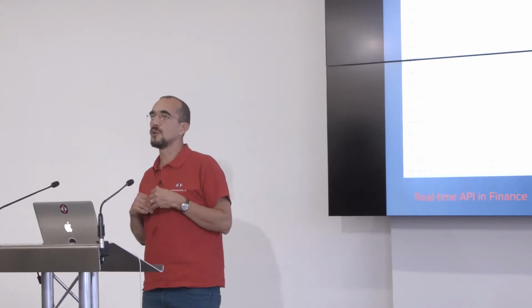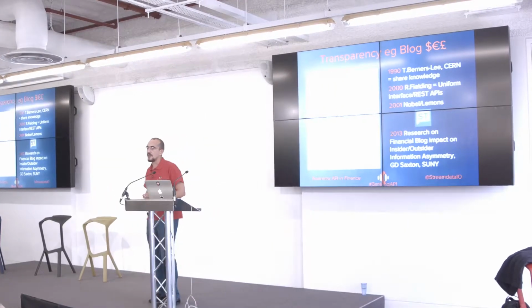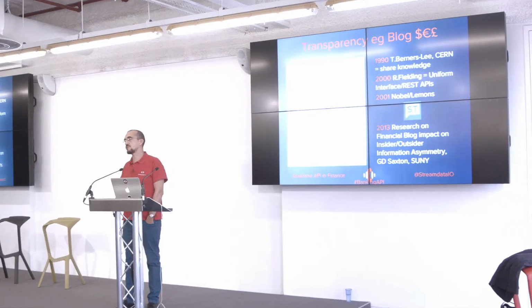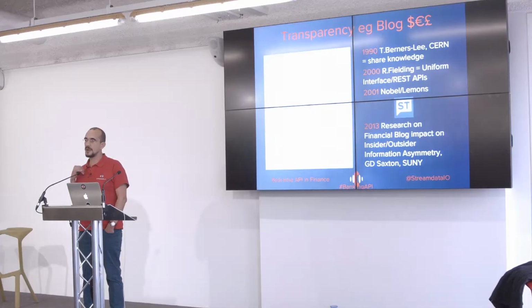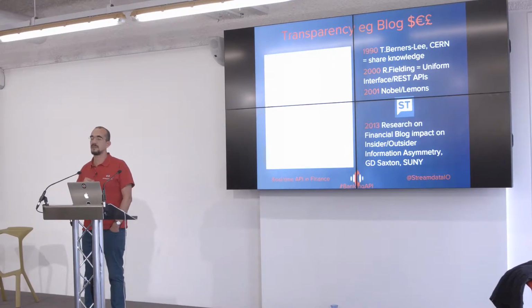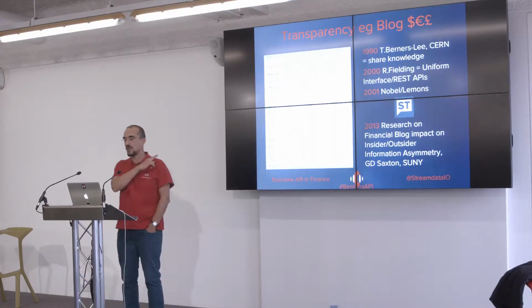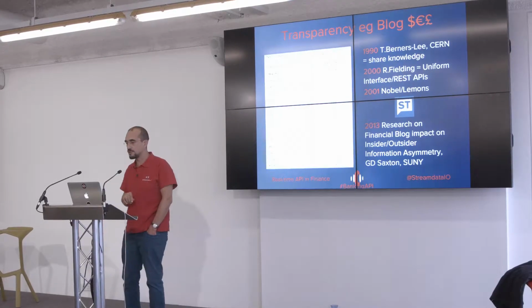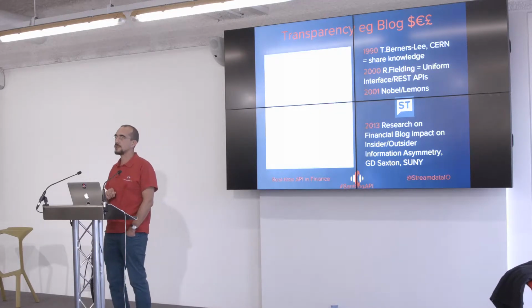Then Fielding also with APIs, so I have to mention Fielding, wanted the web to be as transparent as possible and to allow for transparency. So the web is the best tool possible to fight information asymmetry. Here I'm quoting another study that you cannot read, but I encourage you to have a look at it, from Saxton and Sunny from 2013.